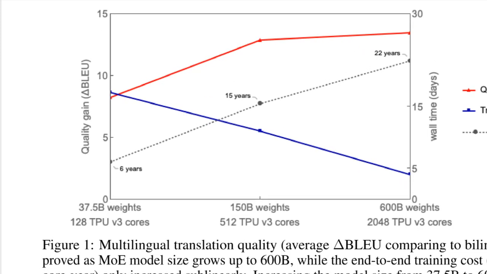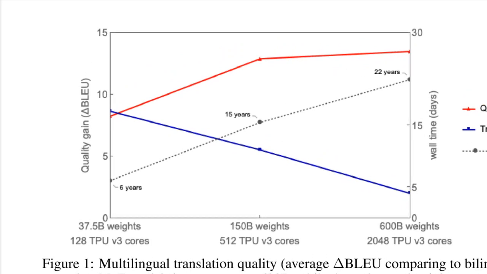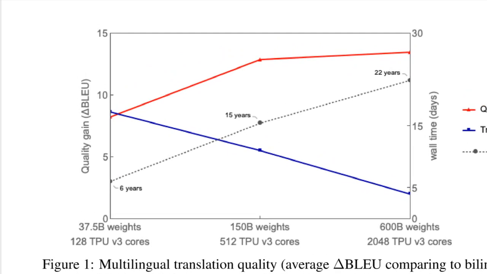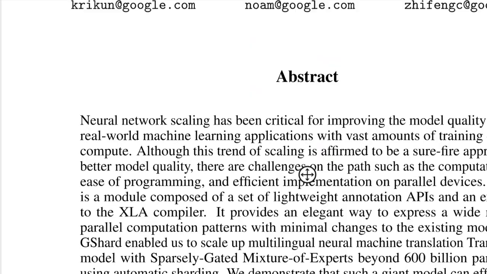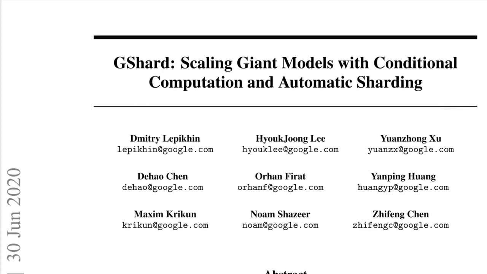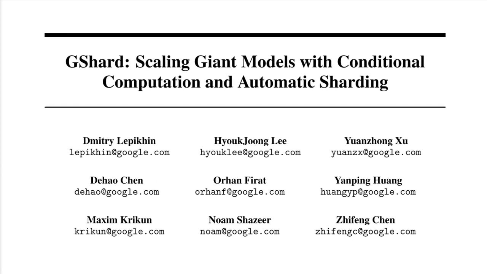Google be like, oh, GPT-3, I spit on you and your little tiny 175 billion. Okay, let's stop kidding. This is a giant model that Google has trained right here. The paper we're going to look at today is called GShard, Scaling Giant Models with Conditional Computation and Automatic Sharding by Dmitry Lepikhin et al.